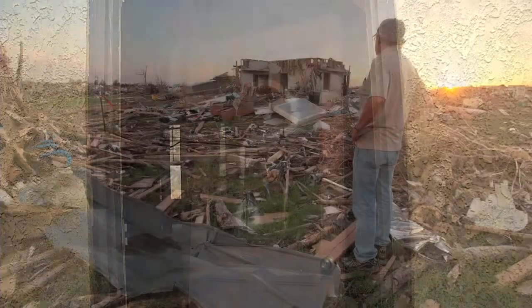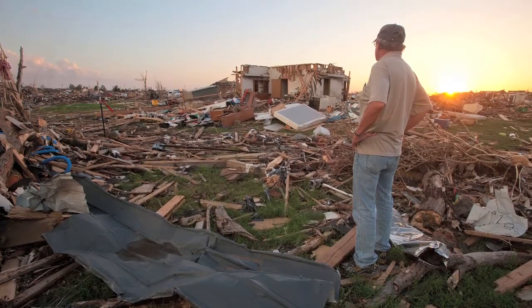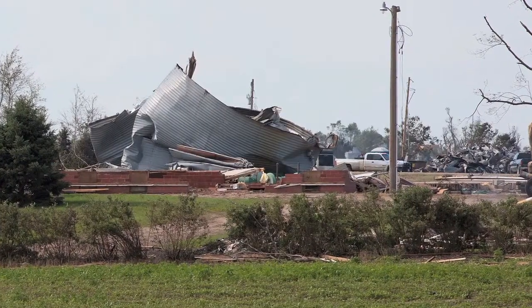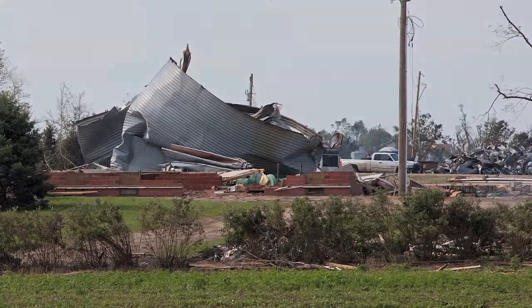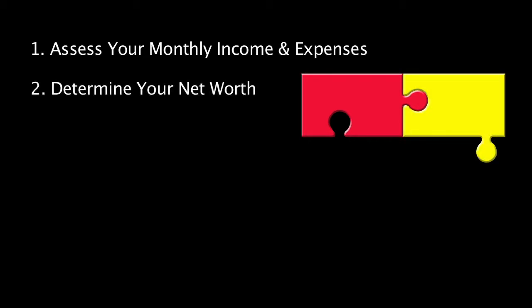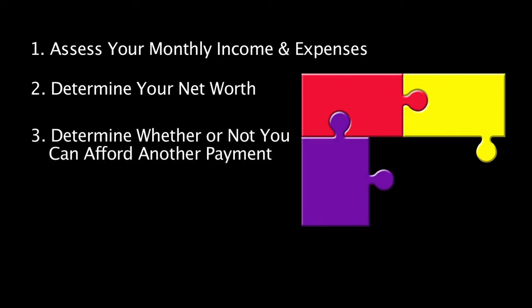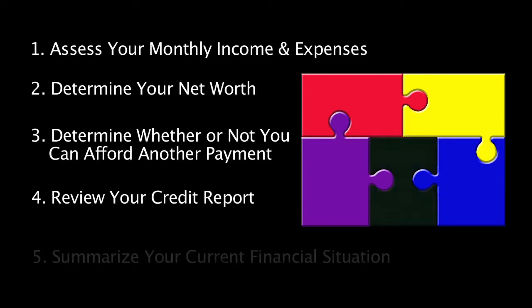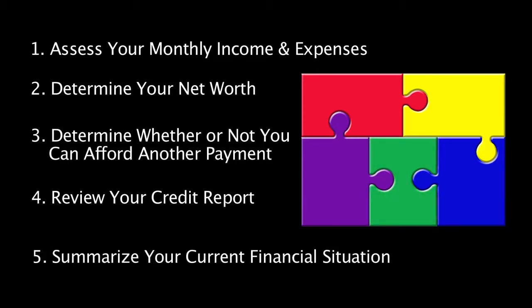In this video, we will discuss the 5 steps to assessing your current financial situation to help you make the best decisions for your personal financial situation. 1. Assess your monthly income and expenses. 2. Determine your net worth. 3. Determine whether or not you can afford another payment. 4. Review your credit report. 5. Summarize your current financial situation.